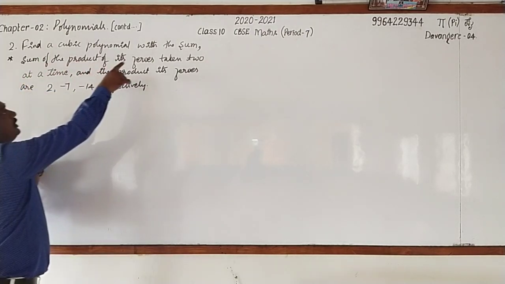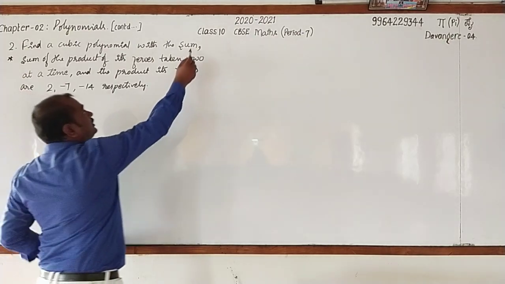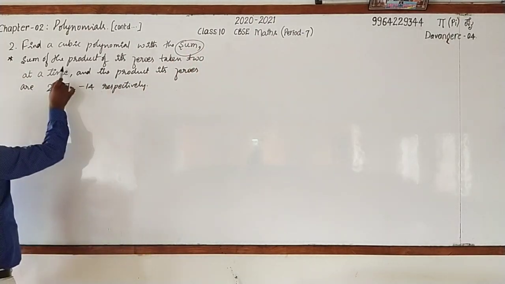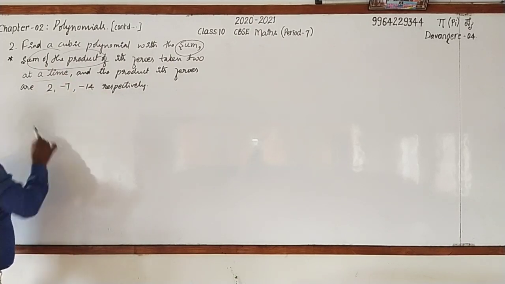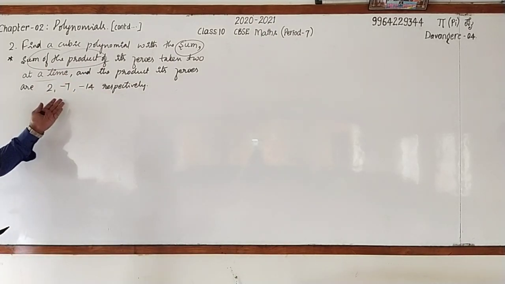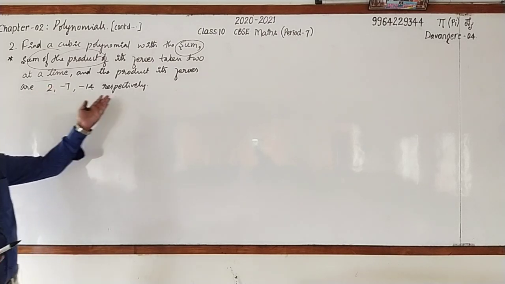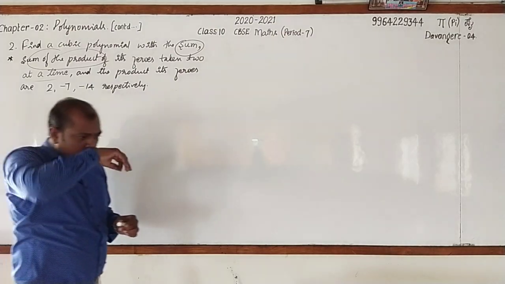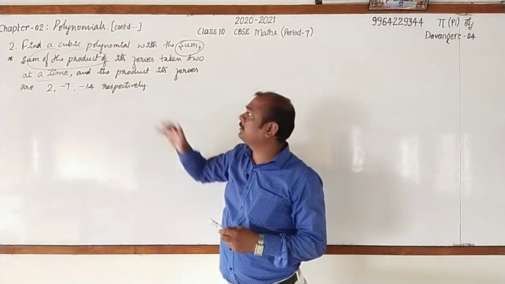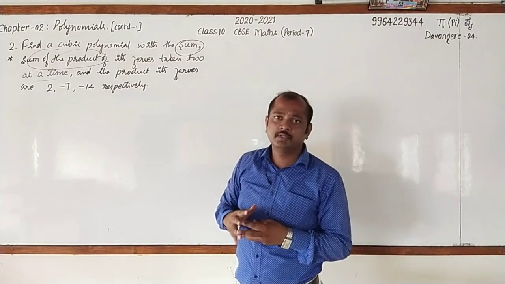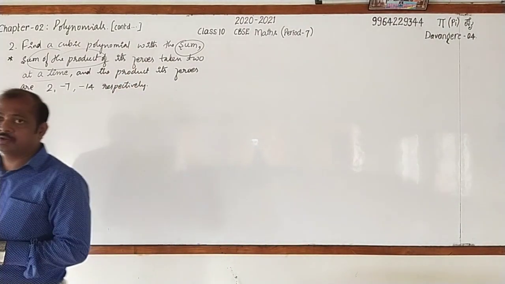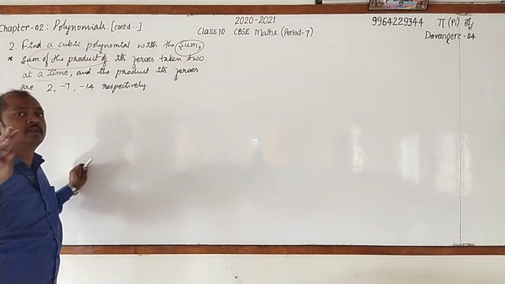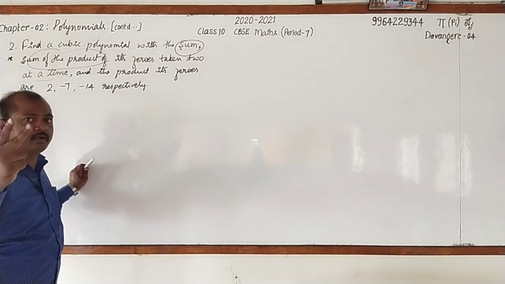Find a cubic polynomial with the sum of the product of its zeros taken 2 at a time, and the product of its zeros being 2, minus 7, minus 14 respectively. Clear? Then could you tell what type of polynomial should be formed? Yes, it is cubic, right? Then how many zeros does it have? 3 zeros. What are those? Alpha, beta and gamma, right?